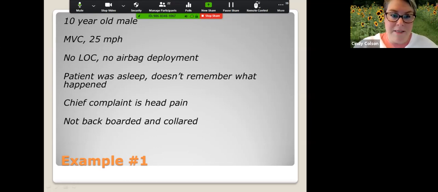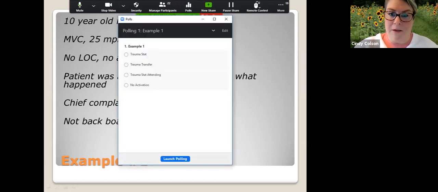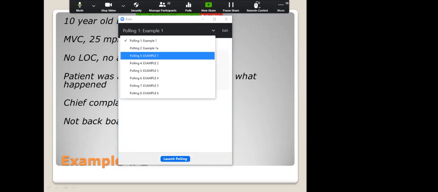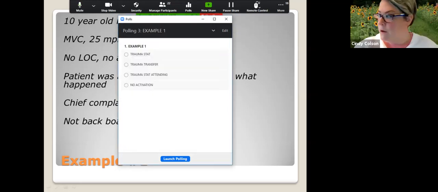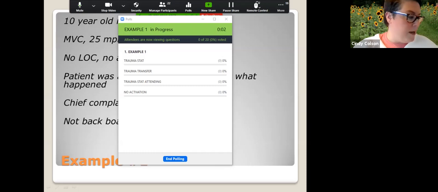Okay, so we have a 10-year-old male involved in an MVC going 25 miles an hour, no LOC, no airbag deployment, patient was asleep, doesn't remember what happened, chief complaint is head pain, not backboarded and collared. And I'm gonna open up the poll. Okay, so the poll is open. If you could just vote on whether it's a trauma stat, a trauma transfer, trauma stat attending, or no activation. And I'll leave the poll open for 20 seconds total.